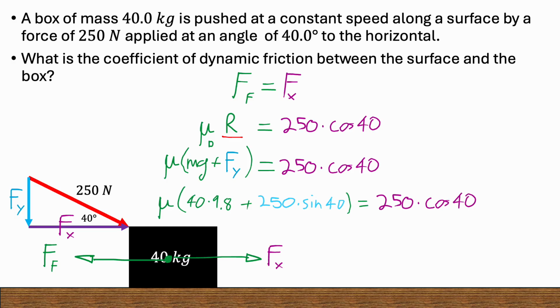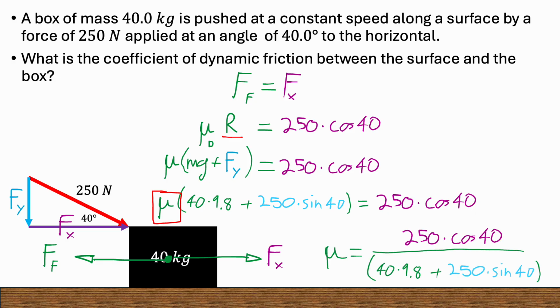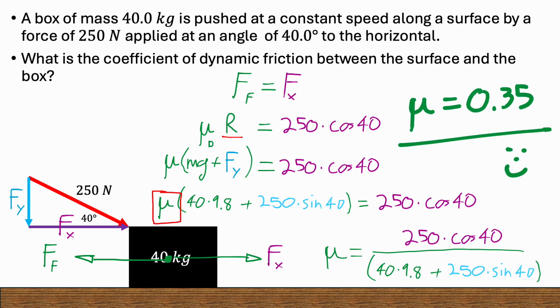Working through the math gives us this. And because we're looking for the mu, this coefficient of dynamic friction here, we rearrange this, and this gives us our final answer of 0.35. There we go.